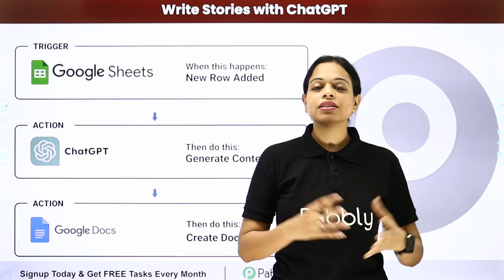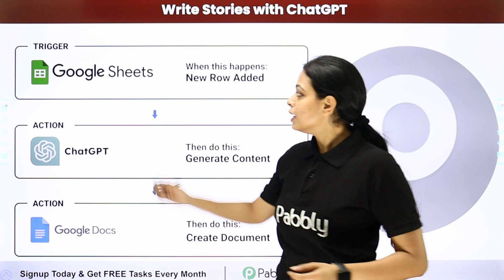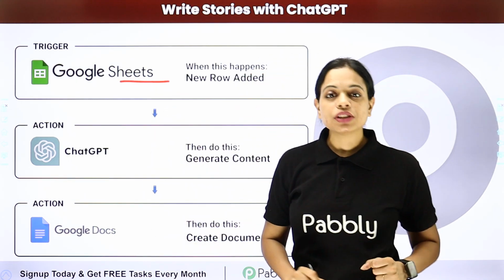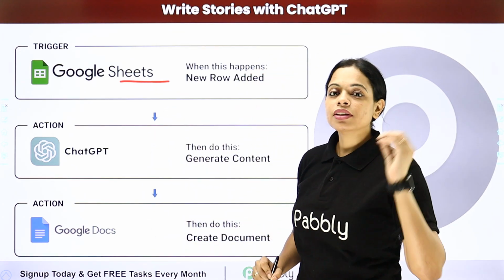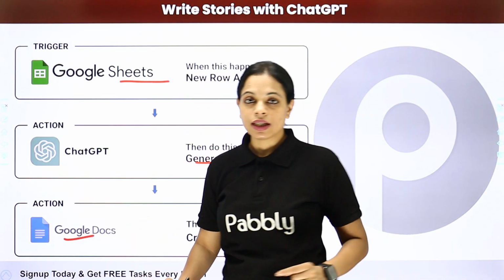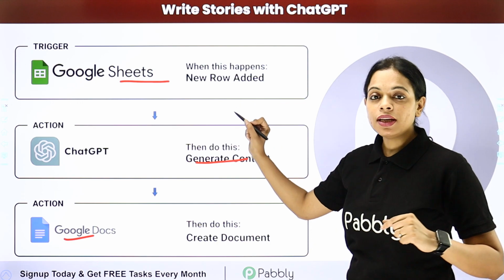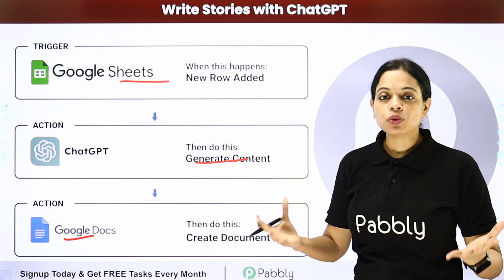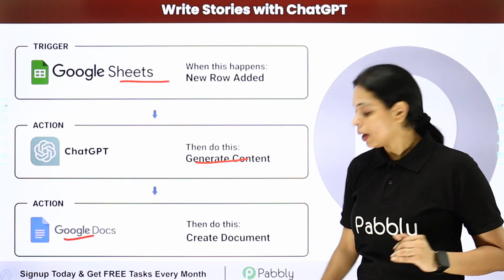For this, again, you're using ChatGPT to generate stories. So in your Google Sheet, you have the title of the story, and then with the help of ChatGPT, you will be generating the content. Then you are creating a document in the name of your story, and then you can share it with anyone you want, or you can just keep it for your follow-up.